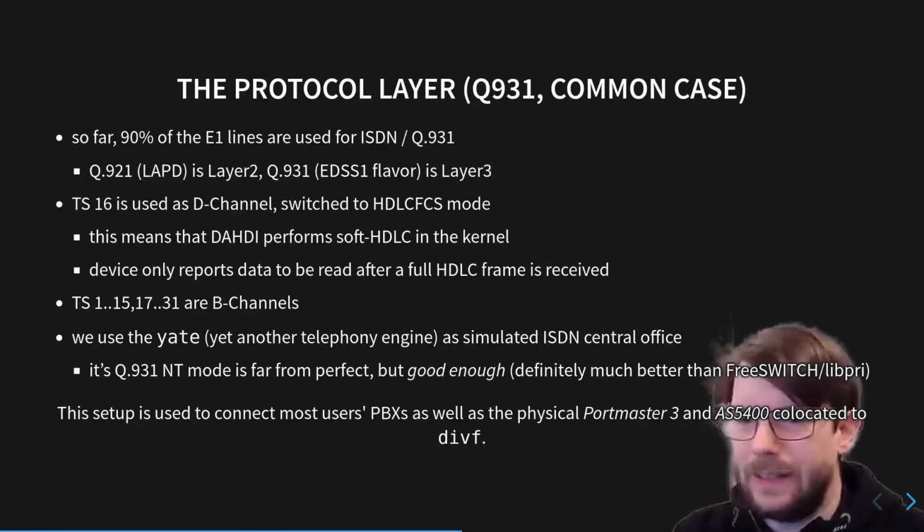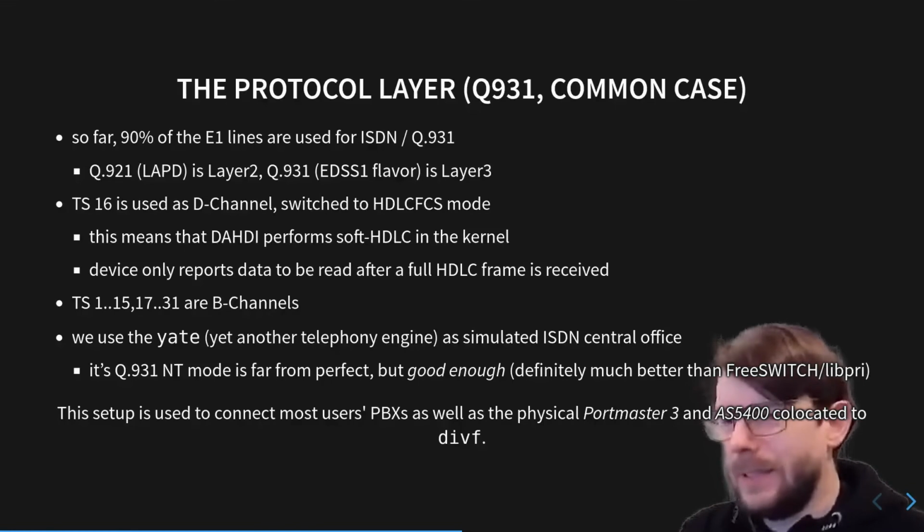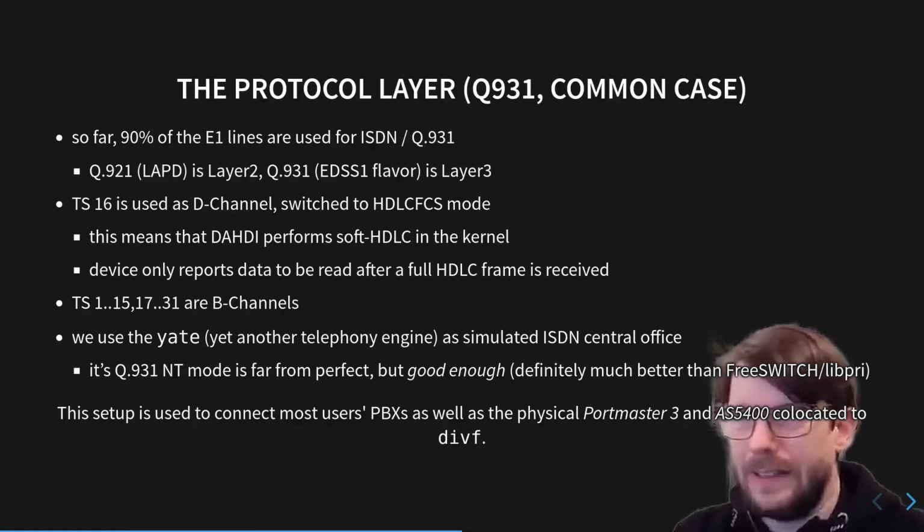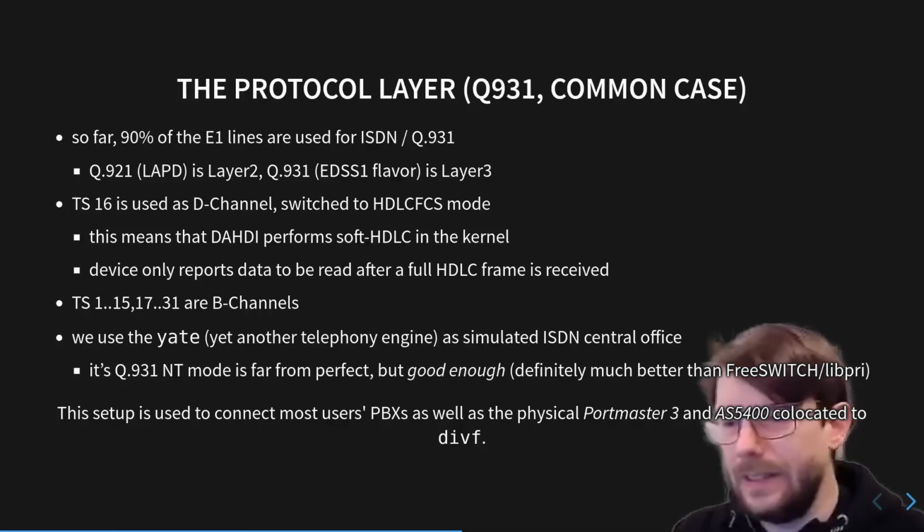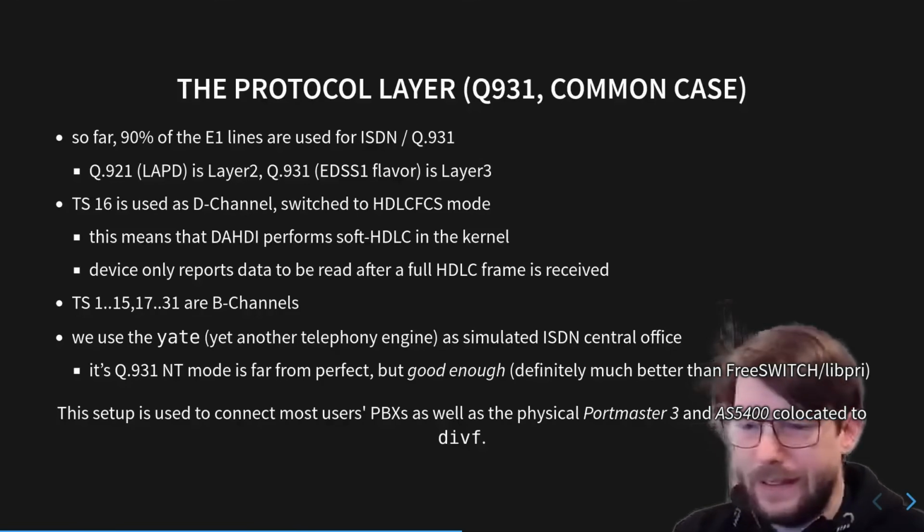So 90% of the E1 lines that we have, these virtual E1 lines, or even the physical ones, actually all of them are used for ISDN, meaning that there is a signaling channel, the so-called D channel, on time slot 16 with the Q.921 LAPD protocol and Q.931 in the European DSS1 flavor on top of it. So this is the signaling protocol stack that was used on ISDN interfaces in the public ISDN networks. This is exactly what we speak here.